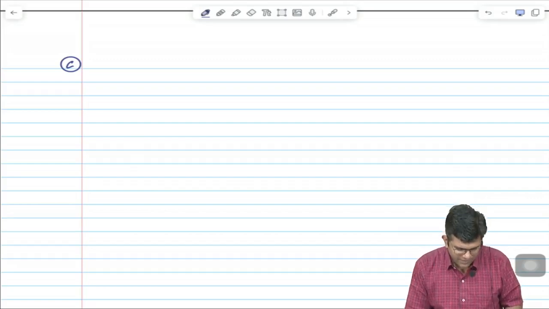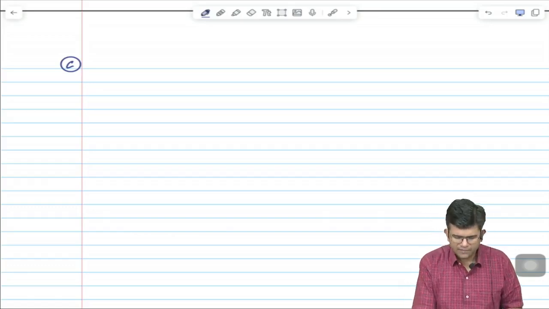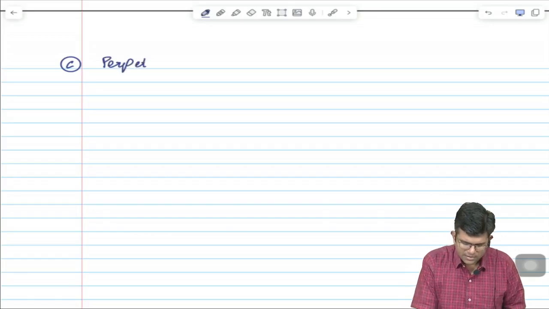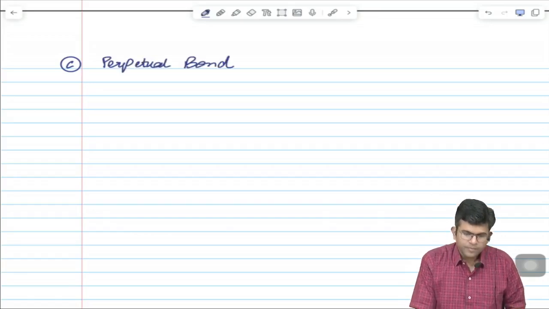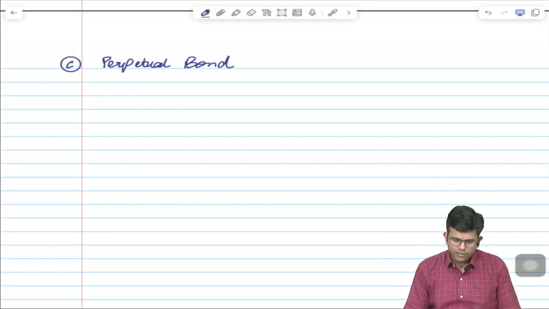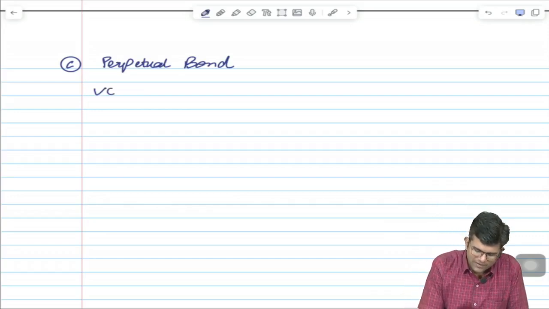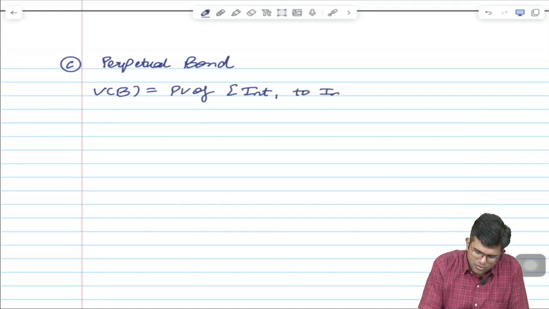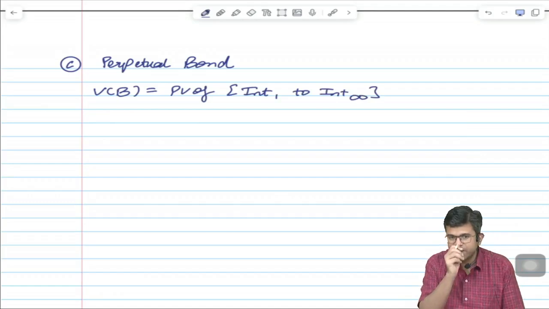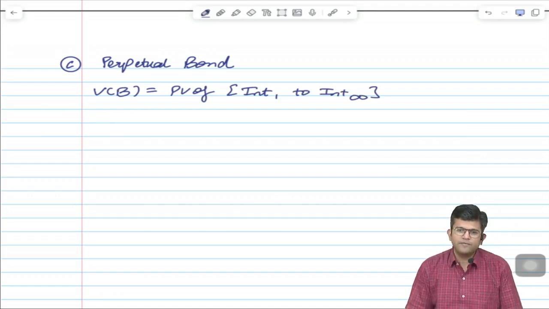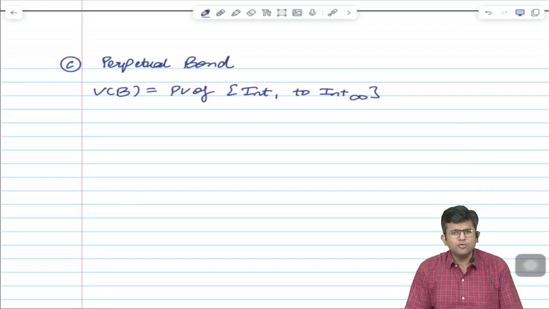Students, have you heard of irredeemable bonds? Irredeemable. Here we call them perpetual bonds. Now what is the meaning of a perpetual bond? I'll say the value of the bond is equal to the present value of interest 1 to interest infinity. Do you understand what I'm saying here? Which means this bond in the future does not give you redemption. It gives you interest for eternity.